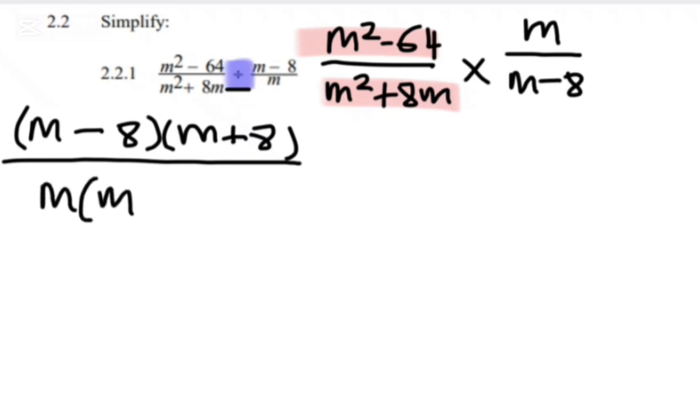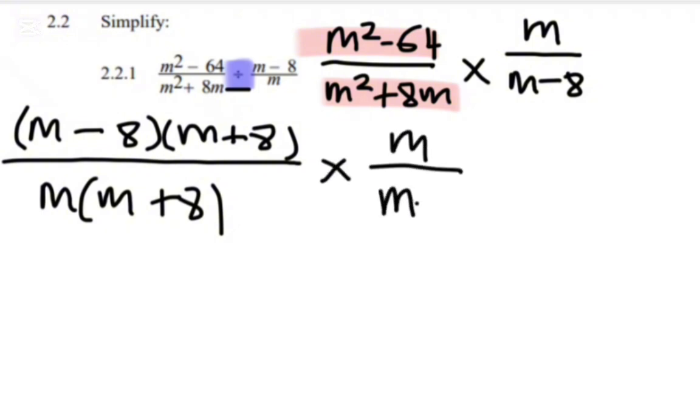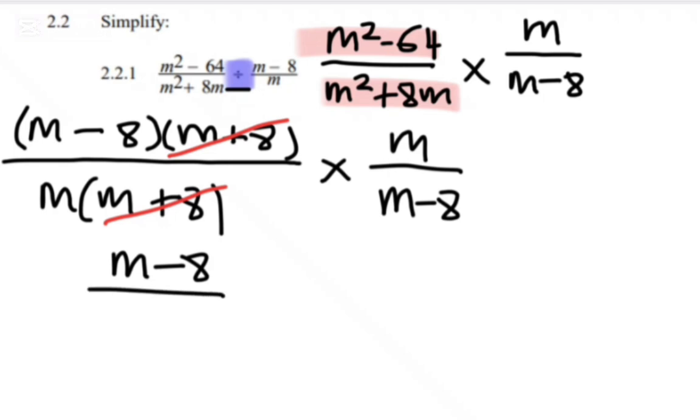So this one, we're going to take out the common factor, which is m, and then we're going to be left with m plus 8. So you're going to have multiplication m and m minus 8. So if you pay attention here, there's something that cancels out here. This is, no, not this one, actually. This one cancels out with this. So here we're going to be left with m minus 8 divided by m, multiplied by m over m minus 8.